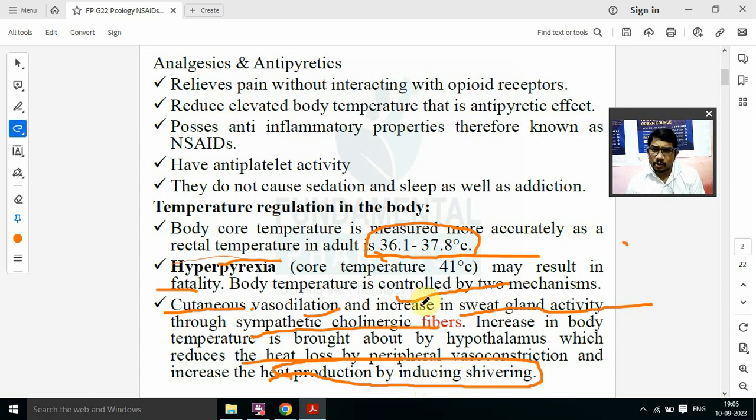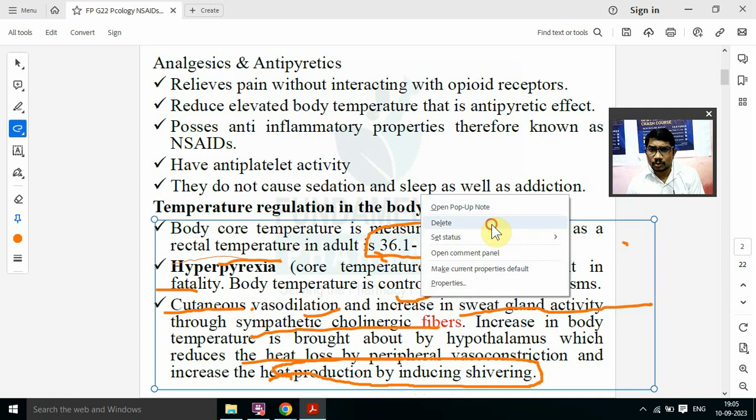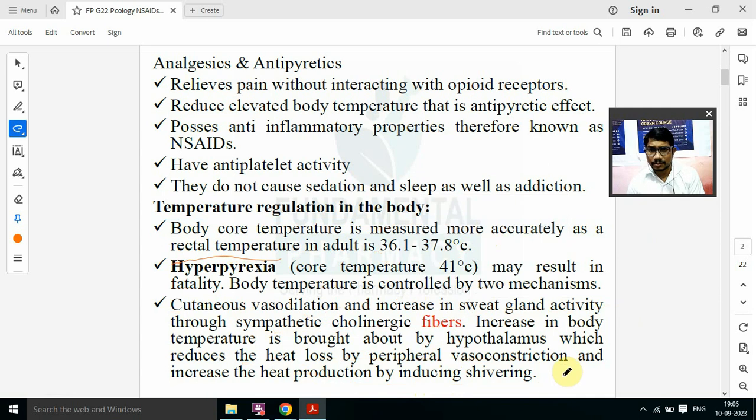your body will try to bring it up to normal. Your body will increase the production of heat. Your body will decrease the loss of heat by cutaneous vasoconstriction, decrease in sweat gland activity, and by inducing shivering. If your body temperature is increased above normal, your body will cause cutaneous vasodilation and increase the activity of sweat glands. That's how your body will try to manage the heat, increase or decrease, up to normal. Okay, we'll see the next.